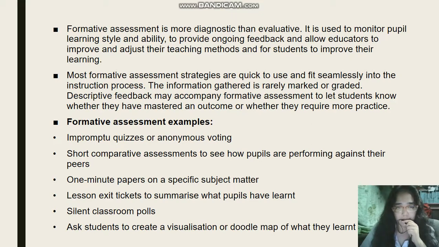Scripted feedback may accompany formative assessment to let students know whether they have mastered an outcome or whether they require more practice. Formative assessment examples: impromptu quizzes or anonymous voting; short comparative assessments to see how pupils are performing against their peers; third, one-minute papers on specific subject matter; fourth, lesson exit tickets to summarize what pupils have learned; silent classroom polls; and last, asking students to create a visualization or doodle map of what they learned.